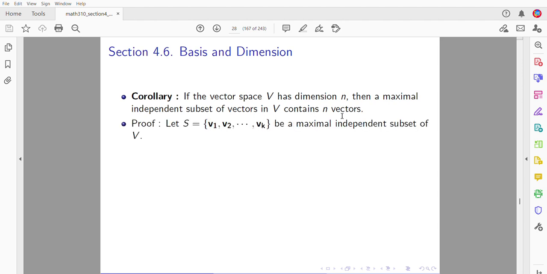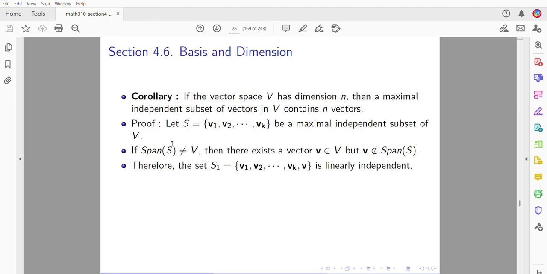Let S, v1 through vk, be a maximal independent subset. So you see what we are saying. Look at all linearly independent subsets of V. Look for the one which has the maximum number of elements. So you already know S is linearly independent. How do we know it is a basis? Well, we have to check its span. What if its span is not all of V? Then there is a vector in V which is not in the span, because V is bigger. There is somebody who is not being hit by S.